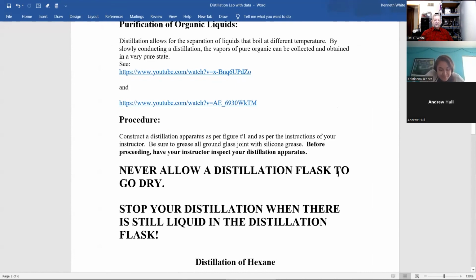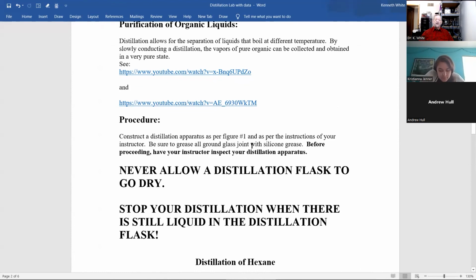Now, the procedure: we would construct the figure. That's the main part of the lab. It takes most of it. Unfortunately, we're at home, so you're not going to do that, but you still get a feel for what distillation is.